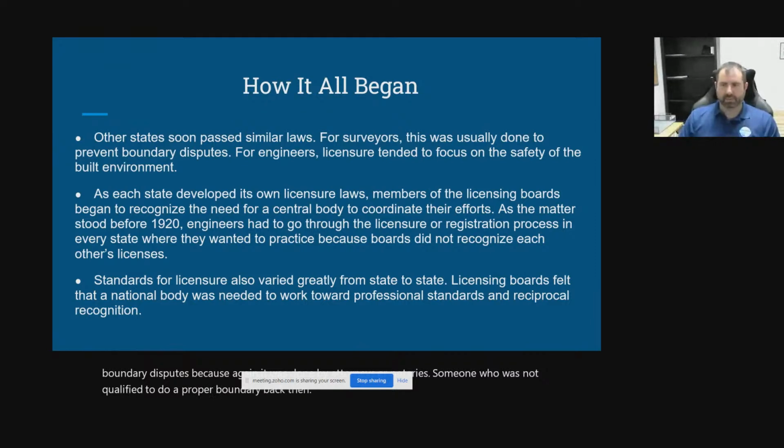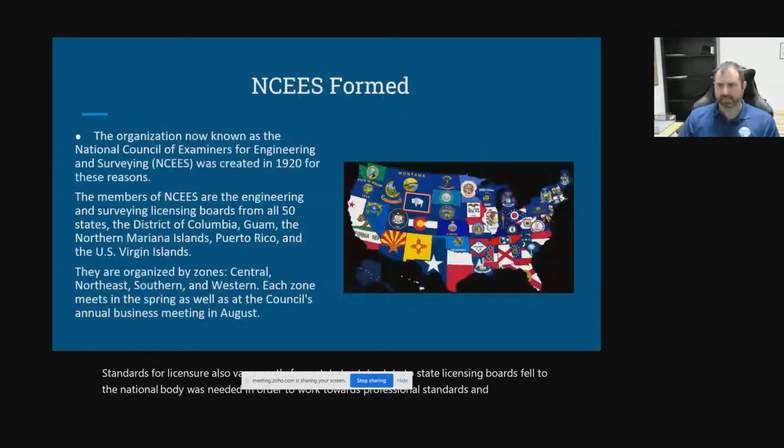Standards for licensure also vary greatly from state to state. Licensing boards felt that a national body was needed in order to work towards professional standards and reciprocal recognition.